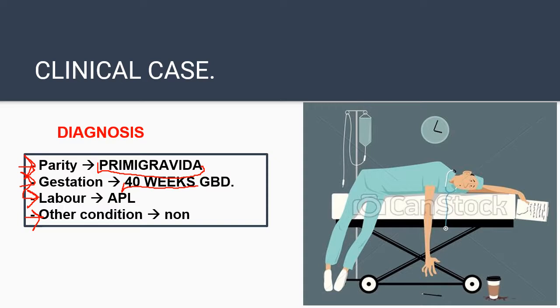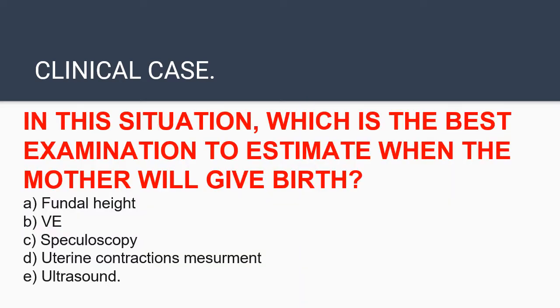So if after that clinical history all of this is normal, we don't need to call the consultant, we don't need to transfer the patient if we are in a rural area very far away. We only have to continue with the monitoring and continue with the labor. So there is a question. In this situation of a mother in a normal labor, which is the best examination that we can use to estimate when the mother will give birth? Please, I invite you to pause the video and think about it, and after that, you can have the answer.